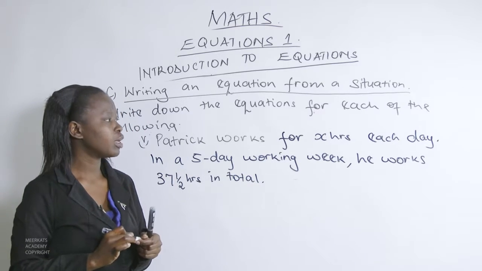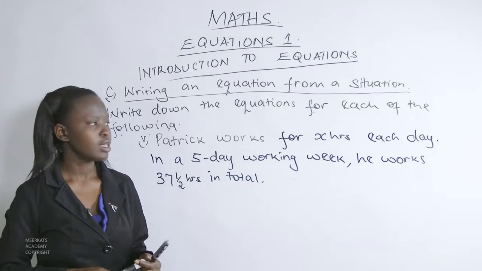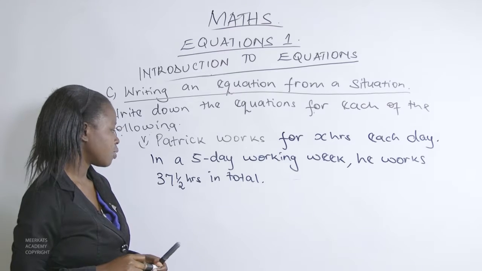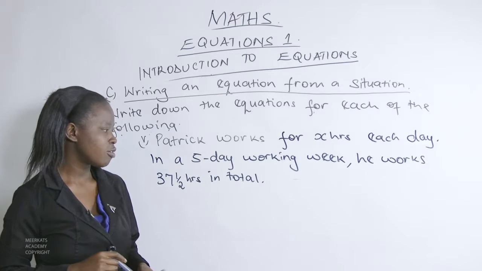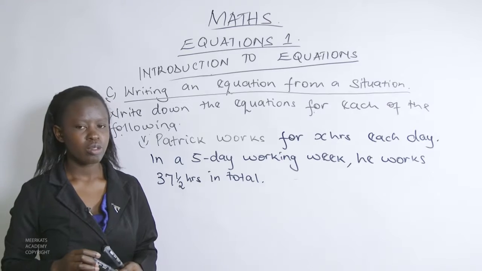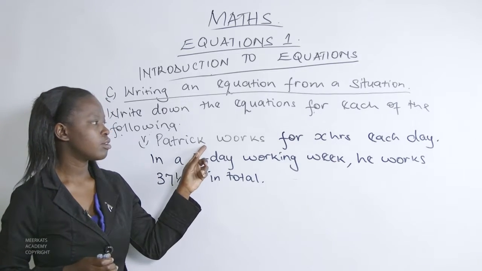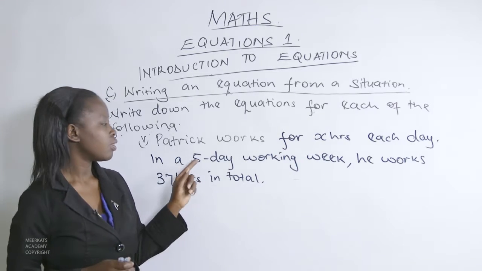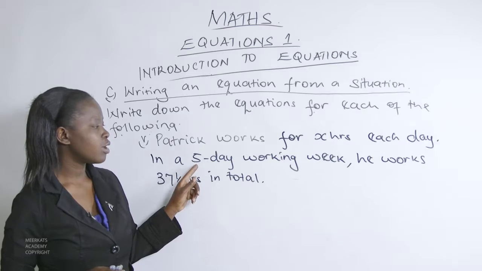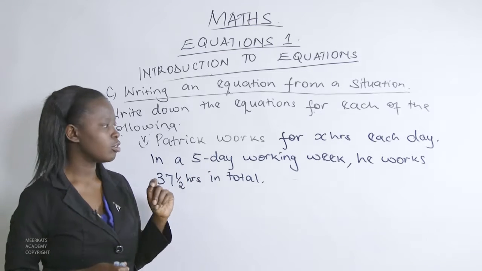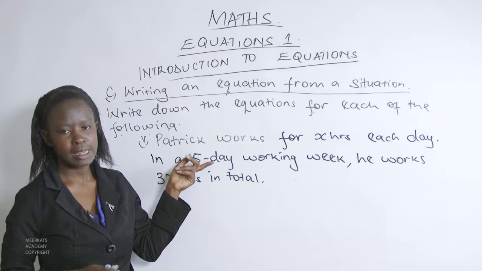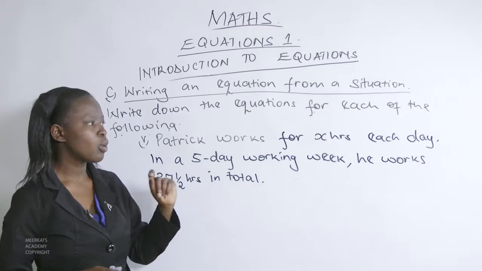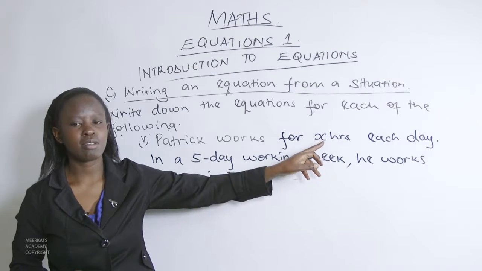So we are told that Patrick works for X hours each day. In a 5-day working week, he works 37.5 hours in total. So in a day, Patrick will work for X hours. Here we have a 5-day working week, so it means he worked for how many days? These are 5 days that he went to work, and in one day he's working X hours.